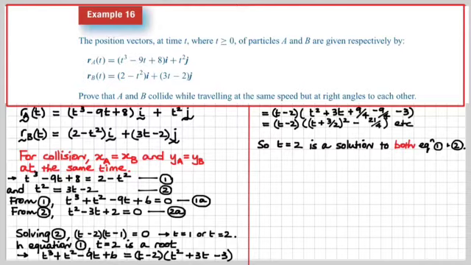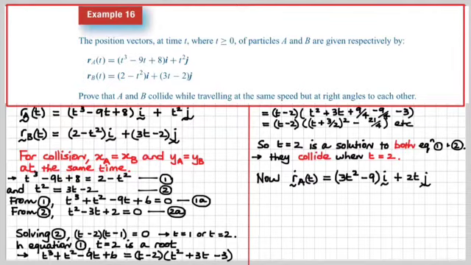Okay, so armed with that information, we can now plug t equals 2 into the things that we've got. But we first of all need to know what we're doing. We're proving that they collide while they're travelling at the same speed. So we have to work out the speed, and we have to prove that they're at right angles to each other using the velocity vectors. We're going to plug t is 2 into these equations now.